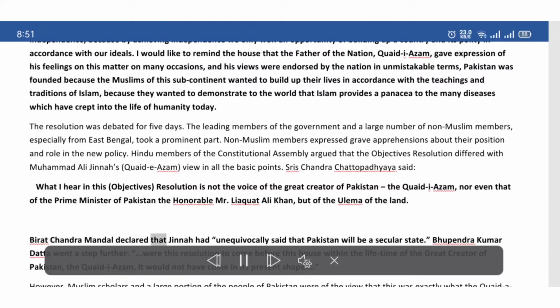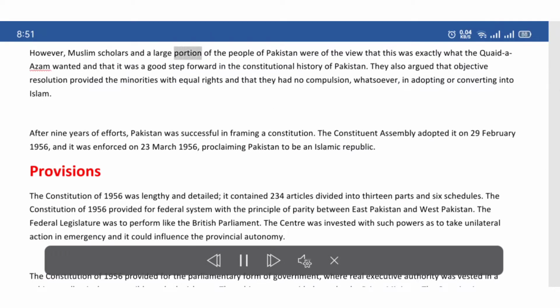Birat Chandra Mundal declared that Jinnah had unequivocally said that Pakistan will be a secular state. Bhupendra Kumar Dutta went a step further: were this resolution to come before this House within the lifetime of the great creator of Pakistan, the Quaid-i-Azam, it would not have come in its present shape. However, Muslim scholars and a large portion of the people of Pakistan were of the view that this was exactly what the Quaid-i-Azam wanted and that it was a good step forward in the constitutional history of Pakistan. They also argued that the Objectives Resolution provided the minorities with equal rights and that they had no compulsion whatsoever in adopting or converting to Islam.